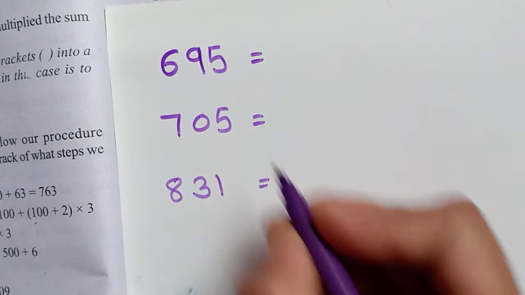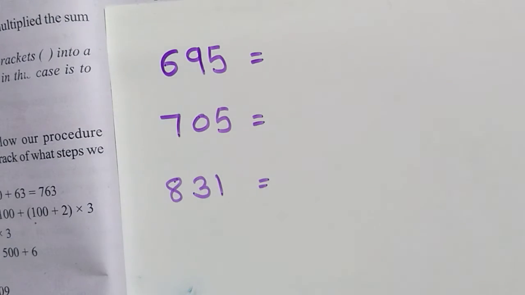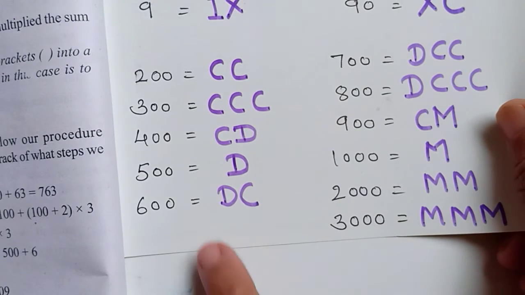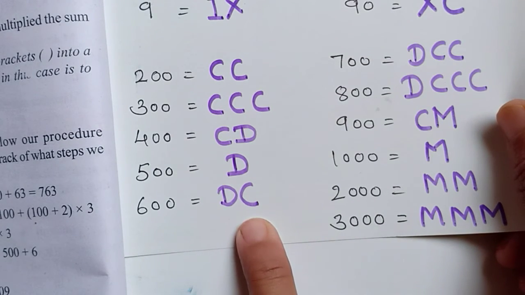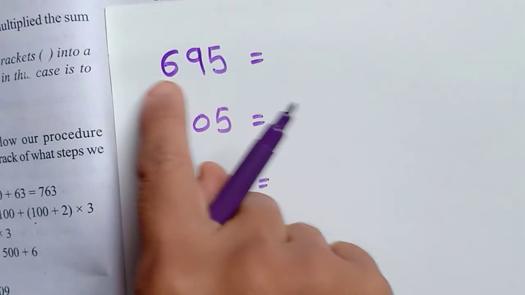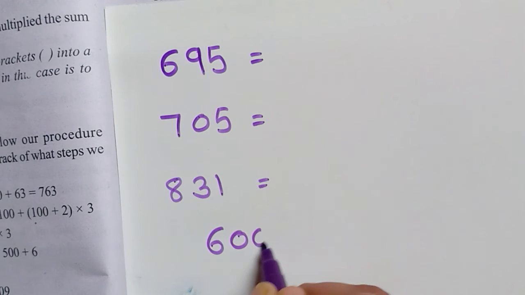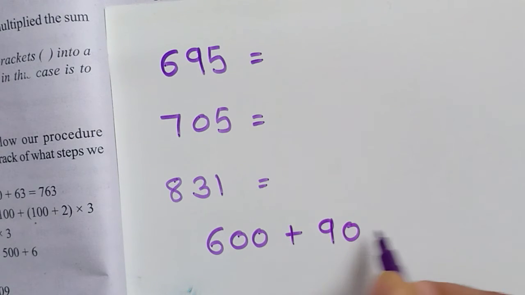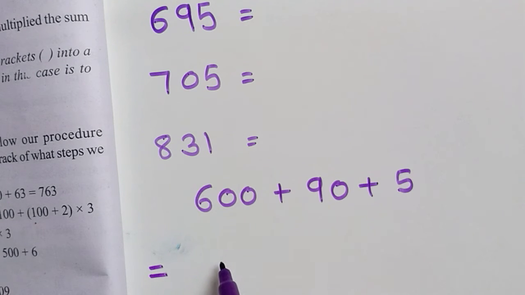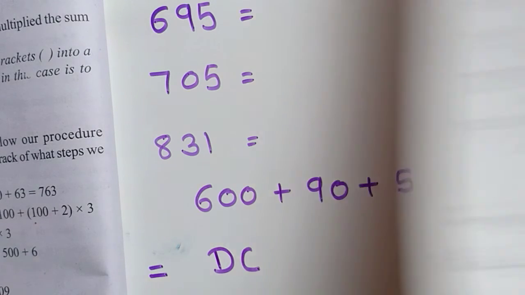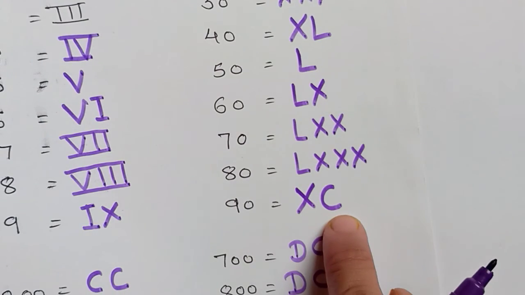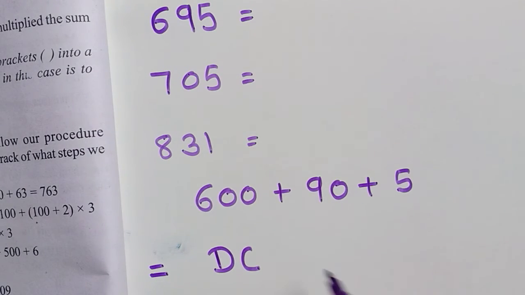Now let's see how to write 695. So for 600 we have D, C. Let's expand this number. 600, we can expand it like this. 695. Okay. So for 600 we have D, C. For 90, we have X, C. So let's write X, C.